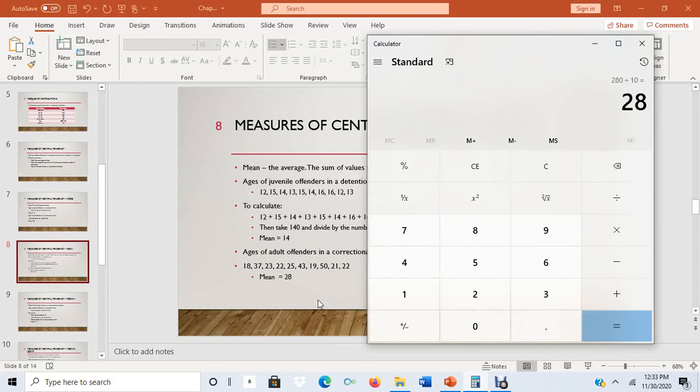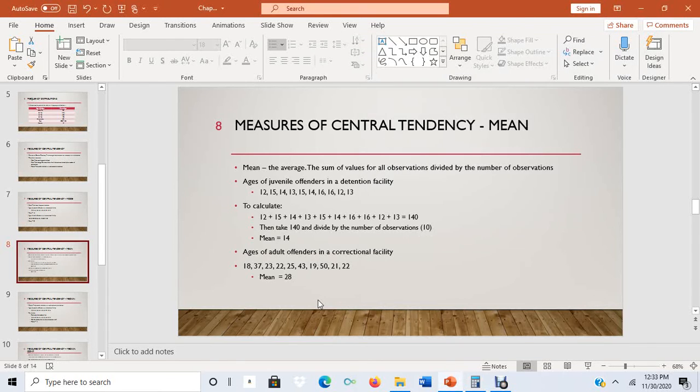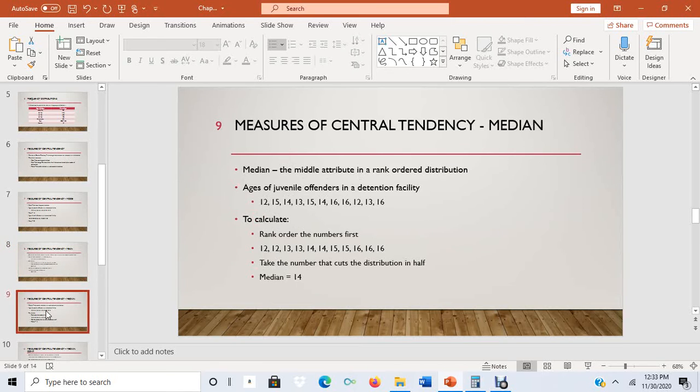And that tells us the mean age is 28. So again, calculating the mean is just figuring out the average. You add everything up, then you divide by the total number of observations.